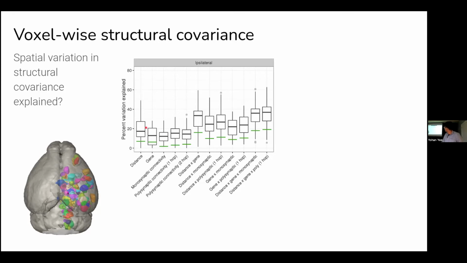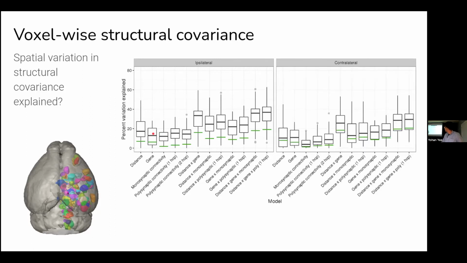But the important thing to take away from this plot is that not all the variation in structural covariance can be explained by connectivity. And gene expression in general tends to do roughly about the same as connectivity in explaining structural covariance. We looked at the variation in spatial patterns of structural covariance in the ipsilateral hemisphere initially. We also did that in the contralateral hemisphere, and we find that the values are about the same.